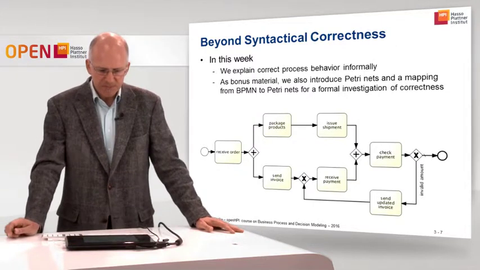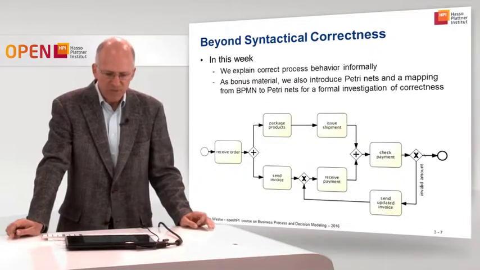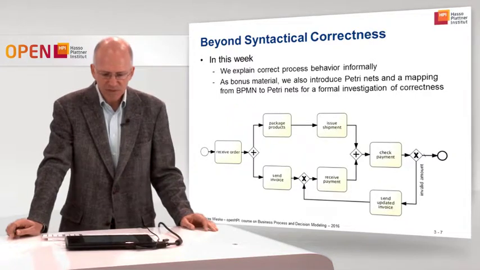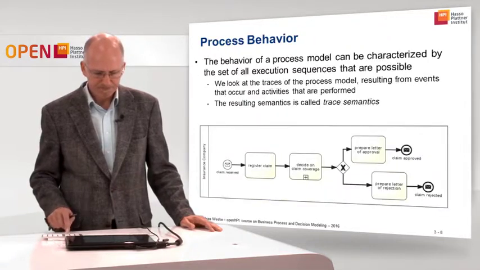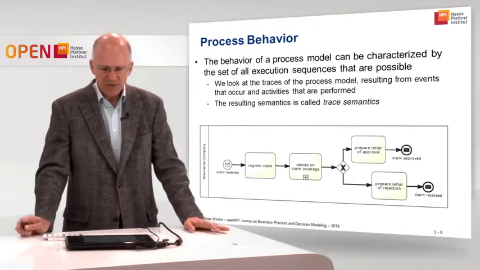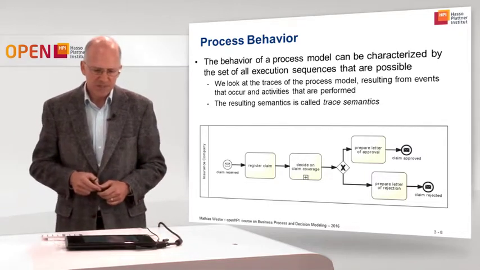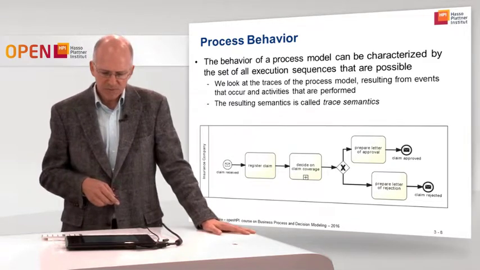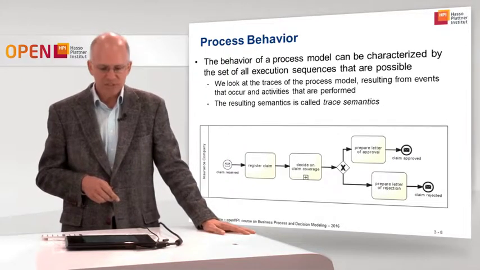So this week we explained correct process behavior in an informal way. And as mentioned before, as bonus material, we also introduced Petri nets and a mapping from BPMN process models to Petri nets for a more formal investigation of correctness. Process behavior was specified so far also informally, so this activity has been executed and the other activity has been executed. Here we will make it a bit more precise. So the behavior of a process model can be characterized by the set of all execution sequences that are possible in this model.